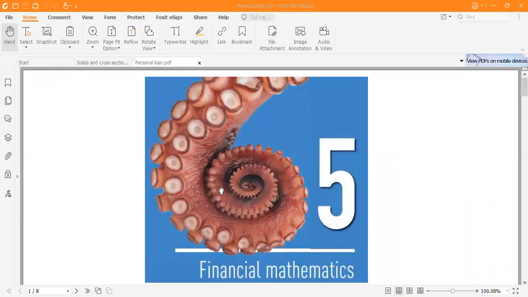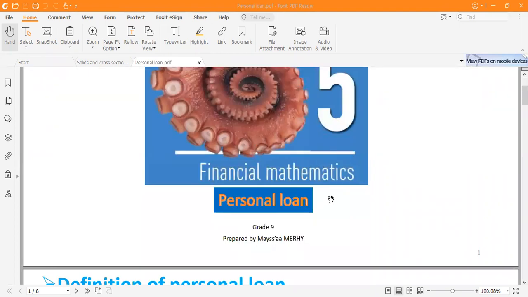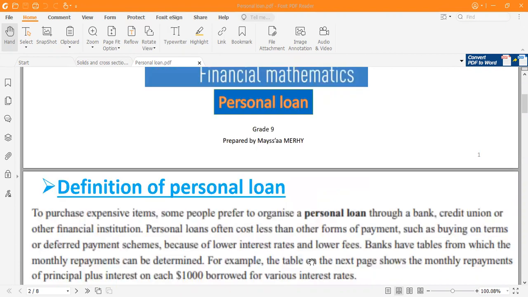Hi everyone. We're still in chapter 5, Financial Mathematics. In this session, we will explain the personal loan. So we'll start with the definition of a personal loan.